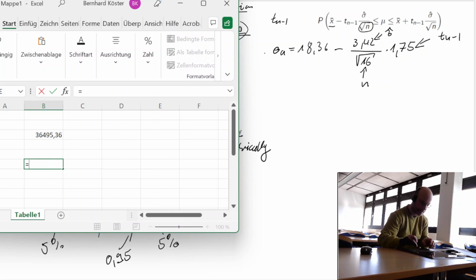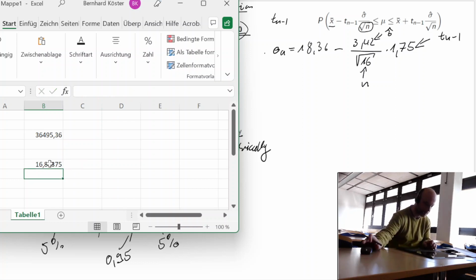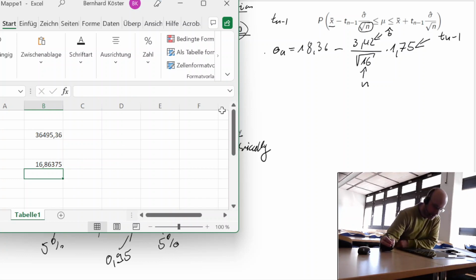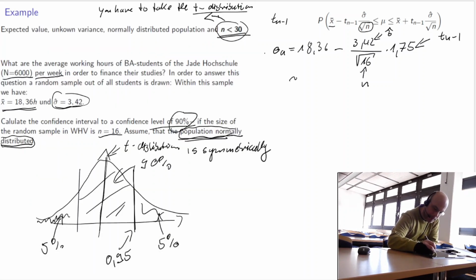So we have 18.36 minus 1.75 times 3.42 over the square root of 16, which is, of course, 4. So we obtain 16.86, which is roughly 16.86.